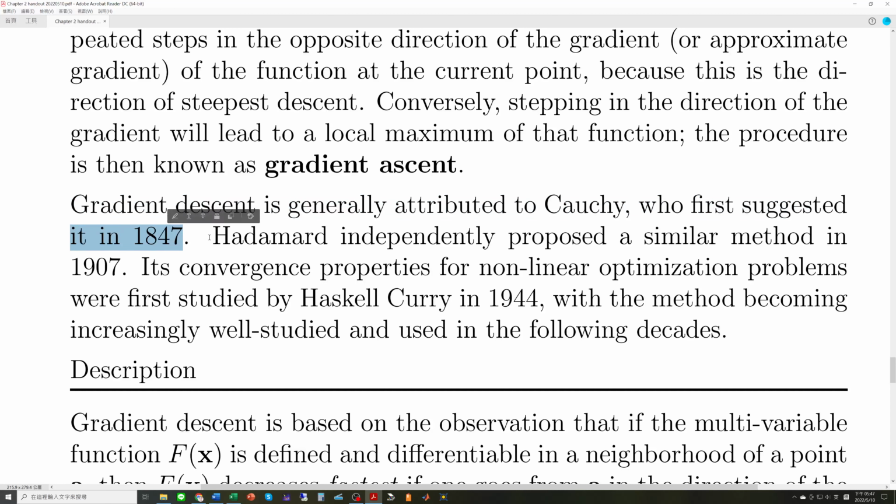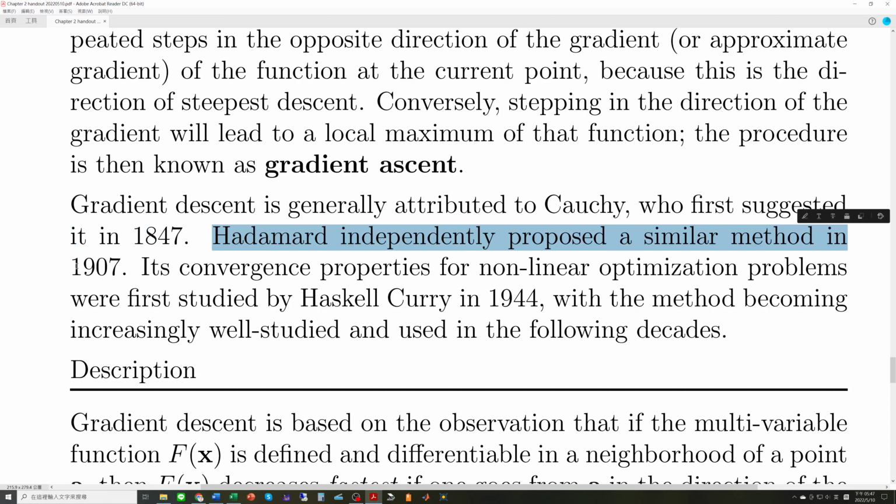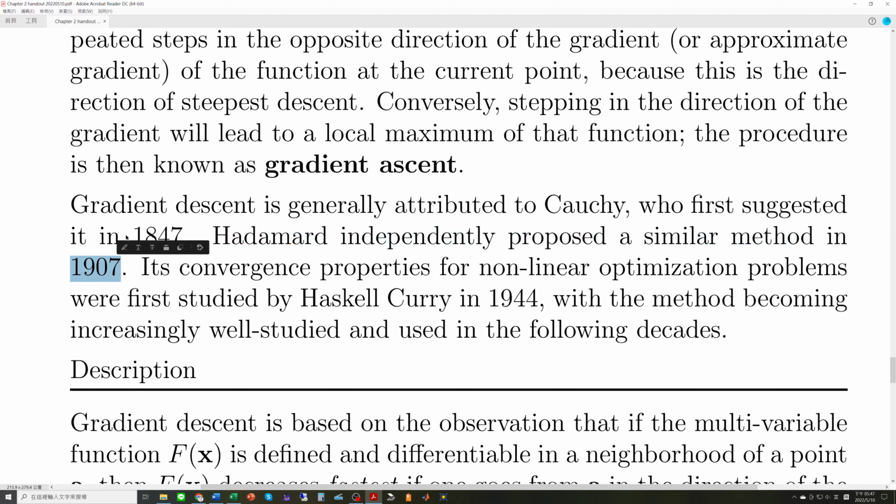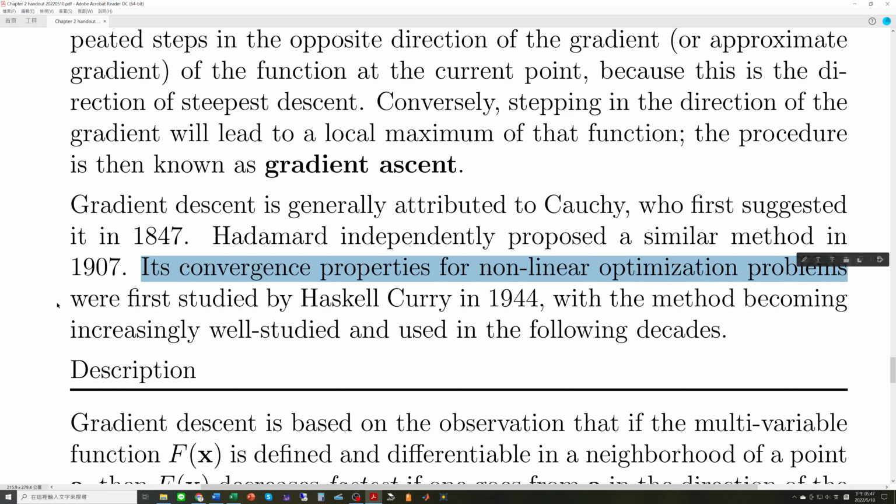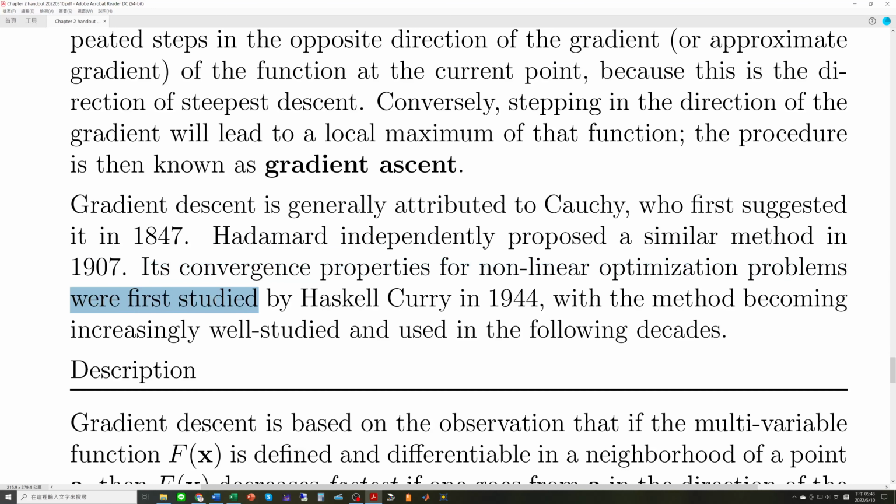Gradient descent is generally attributed to Cauchy, who first suggested it in 1847. Hadamard independently proposed a similar method in 1907. Its convergence properties for nonlinear optimization problems were first studied by Haskell Curry in 1944, with the method becoming increasingly well studied and used in the following decades.